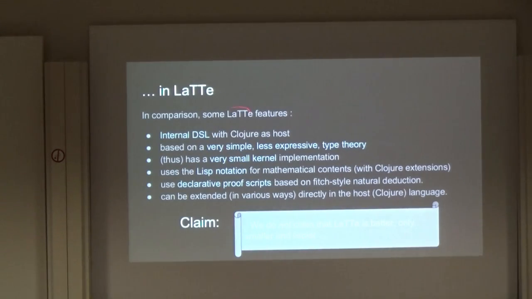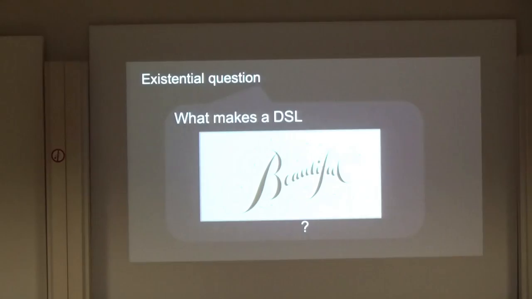In Latte, the difference is that it's an internal DSL, so you are in your host programming language. The implementation is very, very small, so it's almost all described in the paper. The code is not in the paper, but the explanation of the code is in the paper. It's maybe 300 lines of code, so it's very easy to re-implement. And of course, I use the Lisp notation and the declarative bootstrap. So they are two very different ways of doing a proof assistant. Of course, I don't claim that it's better. It's closer to what I want to have under my keyboard. And it's obviously smaller and lispier. I don't know if we say lispier.